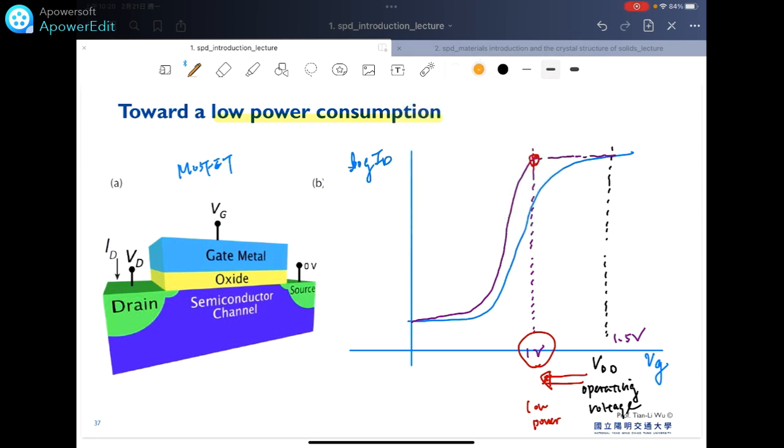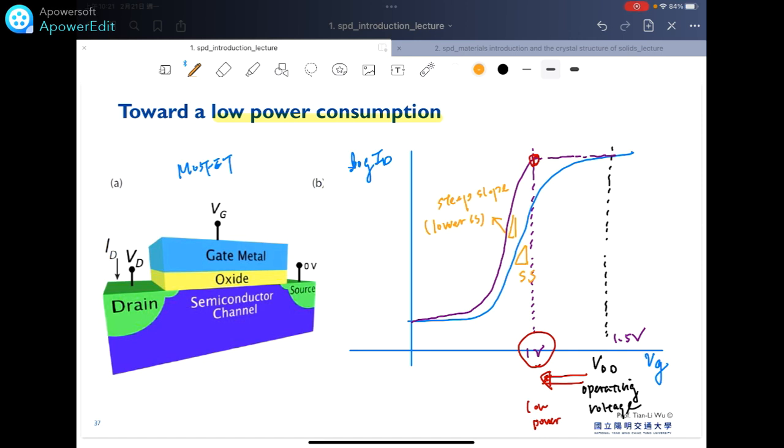So as we have already said before, one thing we care most is the substitution slope. And then if we want to make the transistor with a low power, actually you need to make the slope even steeper. So you need to have a steep slope, which means you have a lower SS here.